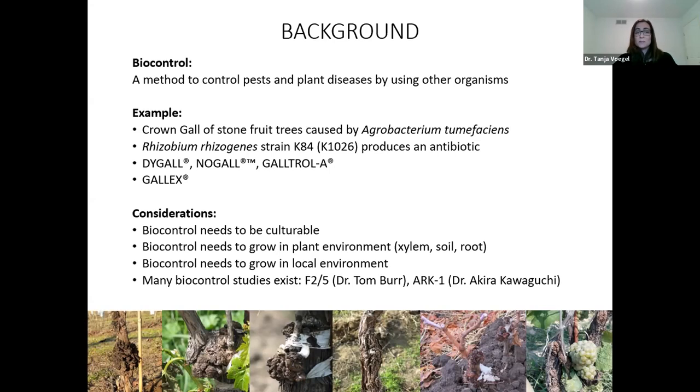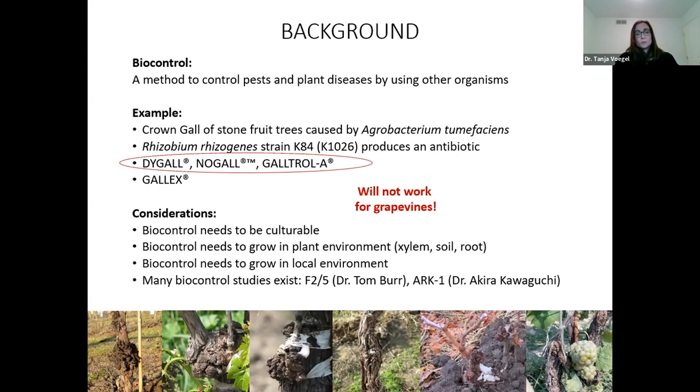There is one very good example of crown gall of stone fruit trees. And this disease is caused by Agrobacterium tumefaciens. This bacterium is closely related to A. vitis, but it is different. Since many years, there have been biocontrol strains developed, and they are called K84. And there's also a derivative of K84 that's called K1026. And both strains produce an antibiotic that essentially kills Agrobacterium tumefaciens. So those strains have been successfully developed into products, and those products are marketed as Diegall, Nogall, and Galltrol. However, none of those products will work for grapevine crown gall.